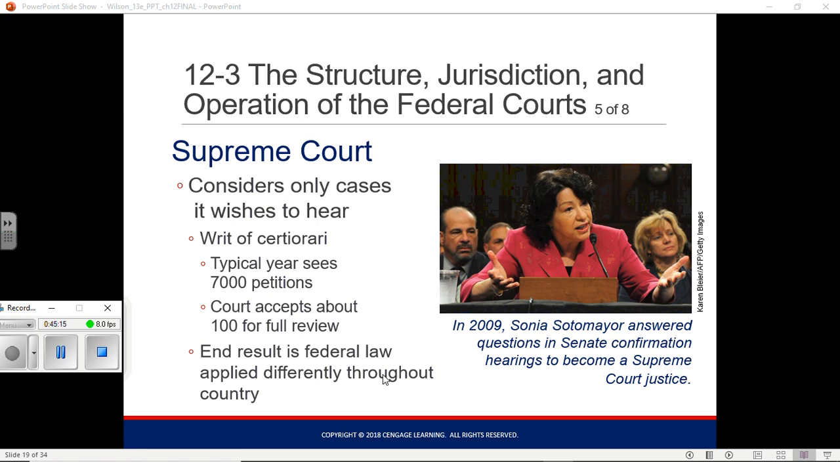Now, if they only rarely hear cases, then they're allowing the Federal Appeals Court to be the final say in this country. And basically the Supreme Court is giving away their ability and their authority and their power to interpret American law.